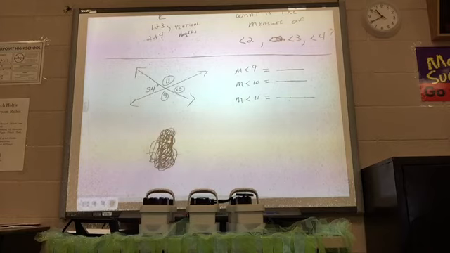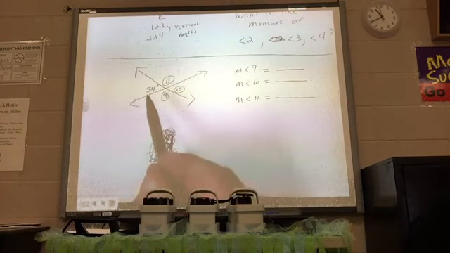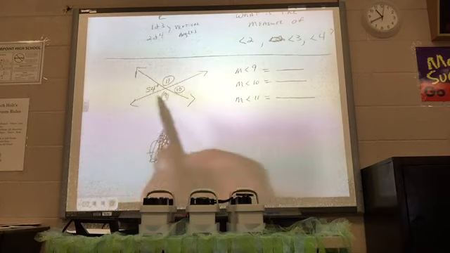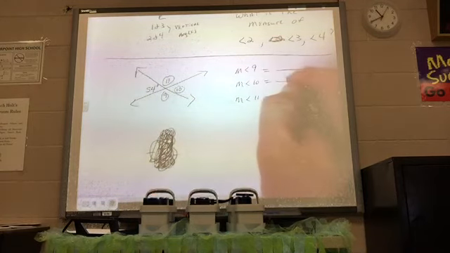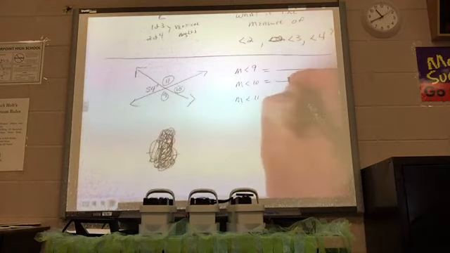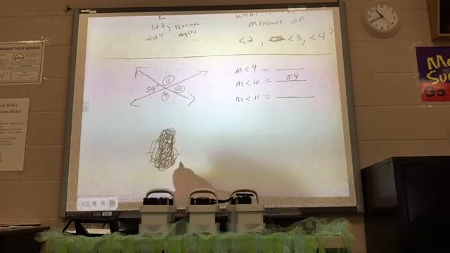Y'all ready? Alright. Of these three angles here, which one is the easiest to get? Angle 10. What is it? 54. It has to be 54 because it's vertical. So this one's going to be 54. What's angle 9 going to be? 136. I got 127.